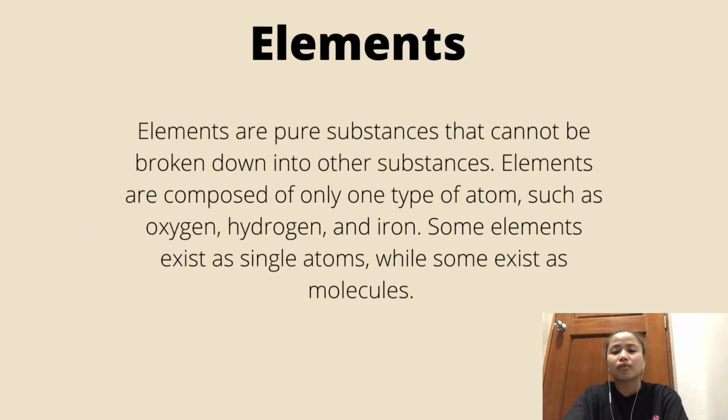So, what are elements? An element is a pure substance that cannot be broken down into any other substances. An element is made from just one type of atom, and examples include oxygen, hydrogen, and iron. Some elements exist as individual atoms, but some exist as molecules.